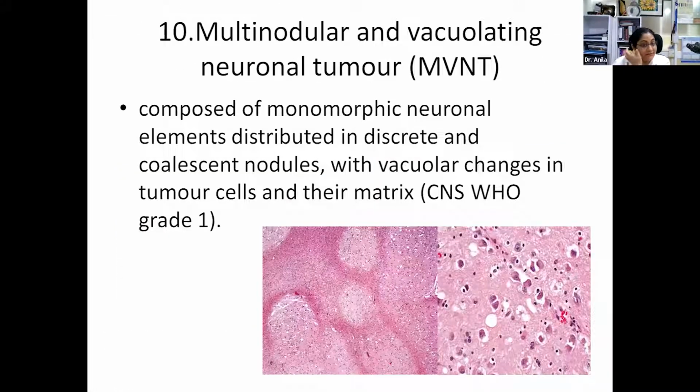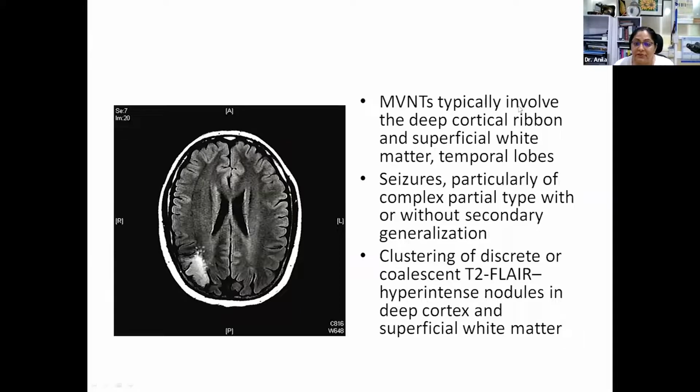Now coming to the third last tumor, the multinodular and vacuolating neuronal tumor. It is composed of monomorphic neuronal elements distributed in a discrete coalescent nodule. So these are nodules, and at places they are adjoining and intermingling with each other, and they are grade 1 tumors. These tumors typically involve the deep cortical ribbon and superficial white matter in the temporal lobe, with clustering of discrete or coalescent hyperintense nodules in deep cortex and white matter.